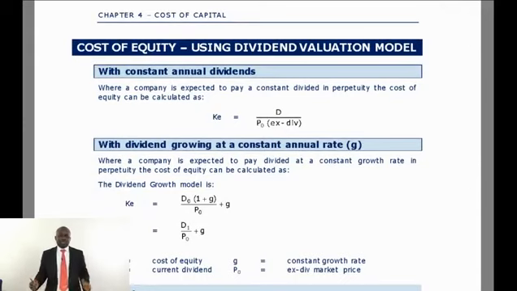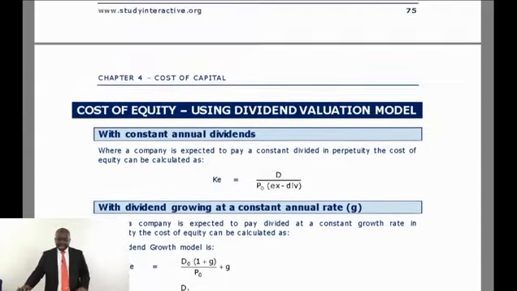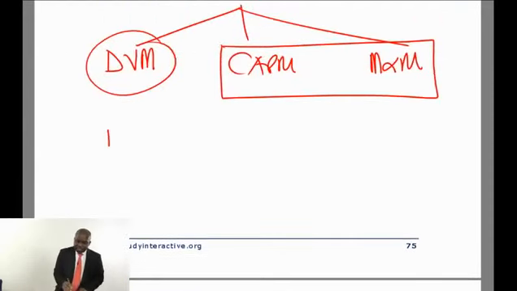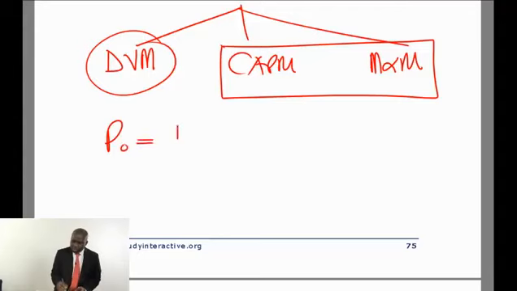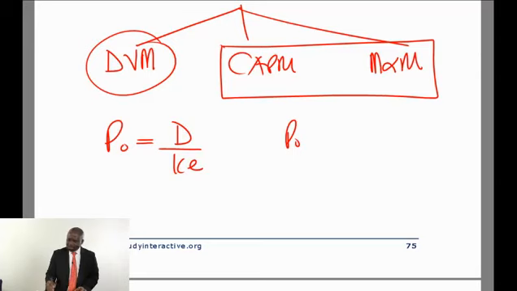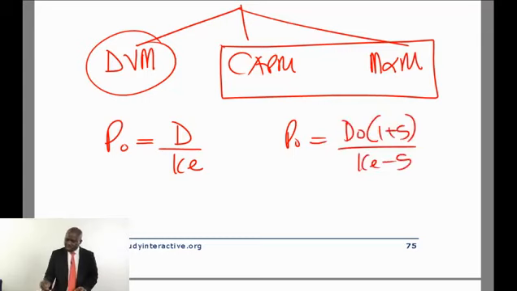So according to the dividend valuation model, the market value of the share should be given as the present value of the future cash flows. And once we are dealing with the present value, either the cash flow is going to be constant or the cash flow is going to be growing. A constant perpetuity, we have that dividend divided by cost of equity. If it is with growth, you remember we said D0(1 + g) divided by the cost of equity minus g.